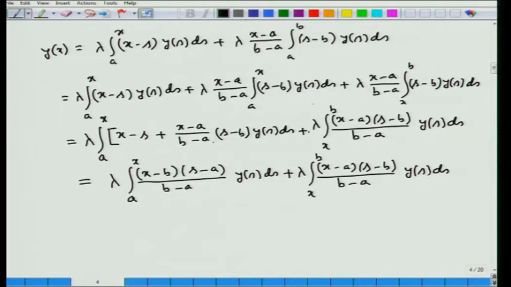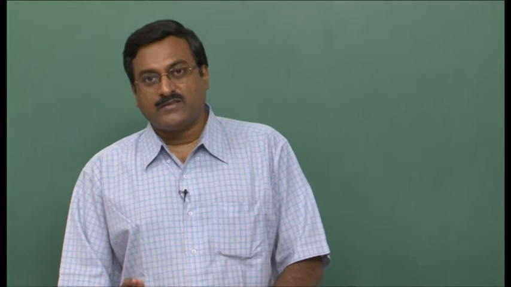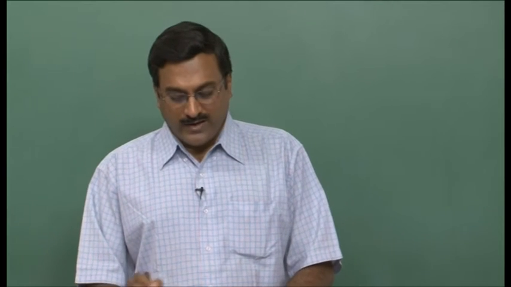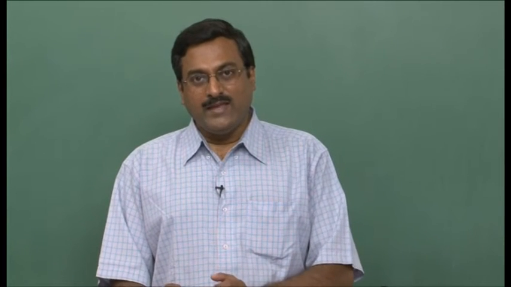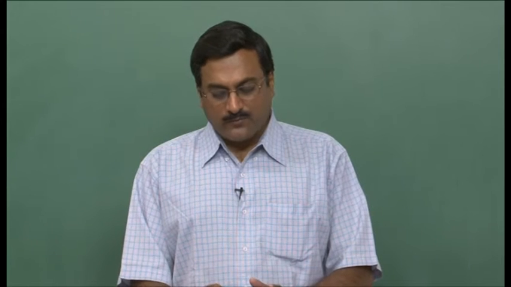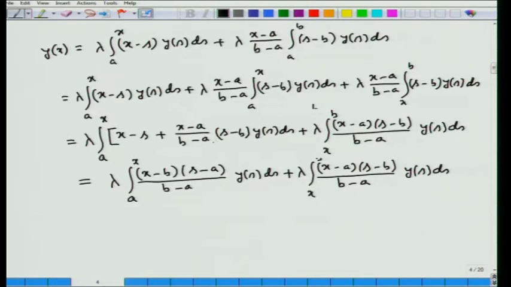So, now you can see we can write this integral as lambda times the integral from a to b of some kernel k(x, s) y(s) ds, where we define the kernel in two parts. One part of k(x, s) is (x minus b)(s minus a) by (b minus a) when s is ranging from a to x, and then this kernel is equal to (x minus a)(s minus b) divided by (b minus a) whenever s is greater than x.